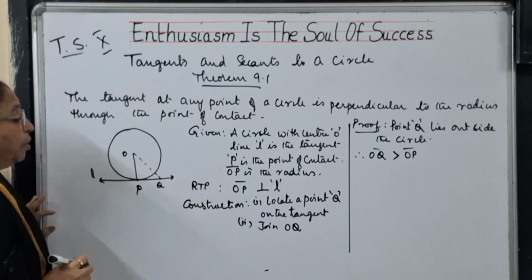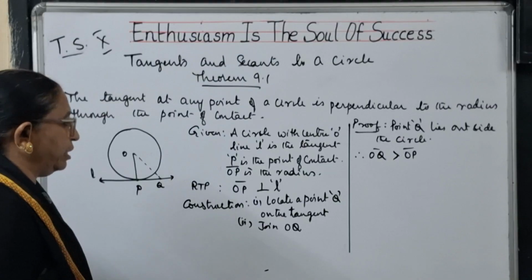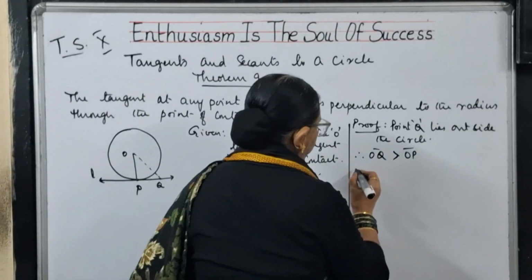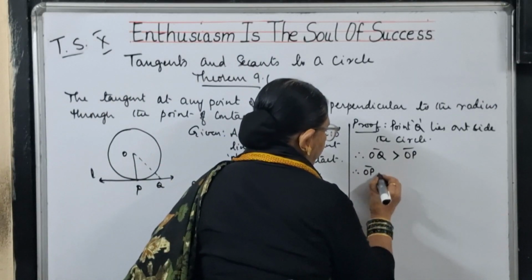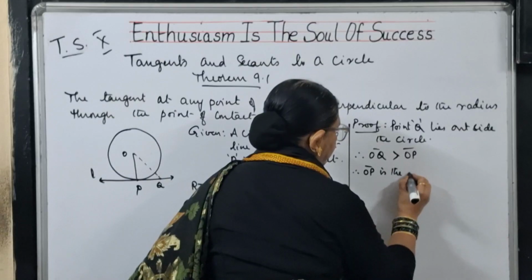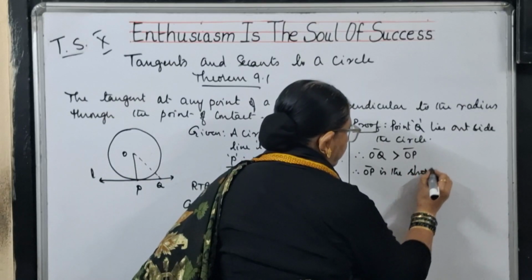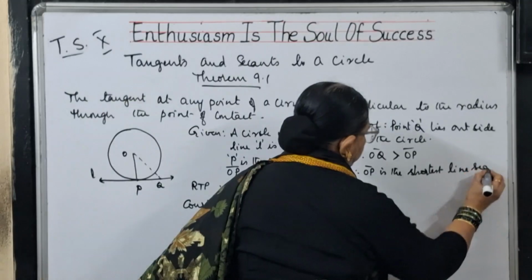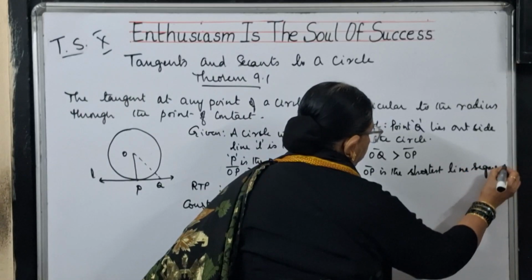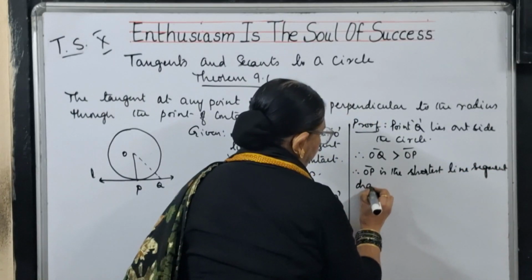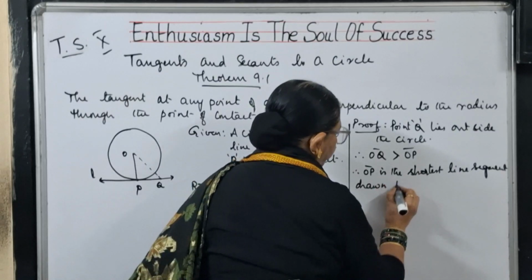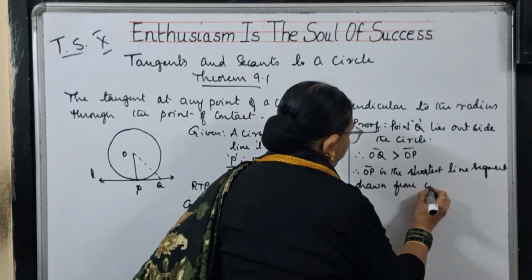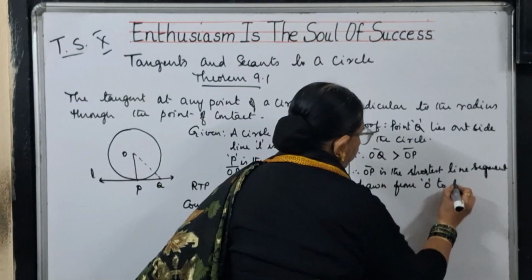So that means when OQ is greater than OP, what can you say? OP is the shortest line segment drawn from O to L.